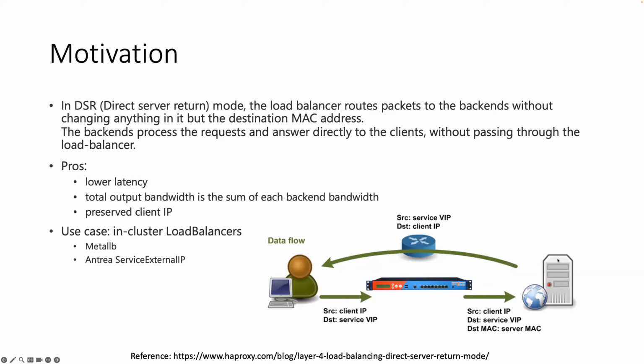imagine this, when there are 2 backend servers and 1 load balancer, and the client requests some payload from the service, the two backend servers could talk to the client directly, bypassing the load balancer. So the total bandwidth will be the sum of each backend's bandwidth.